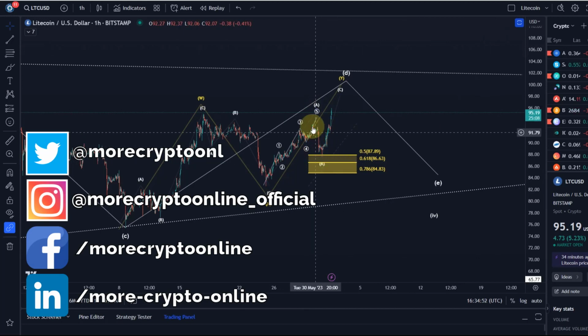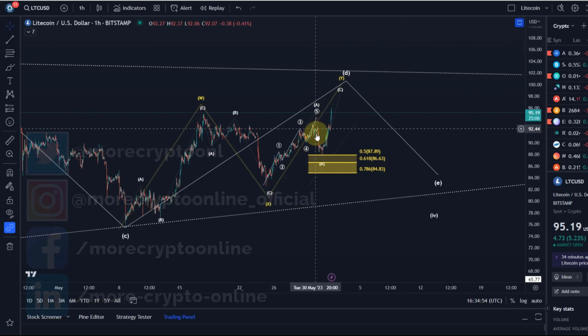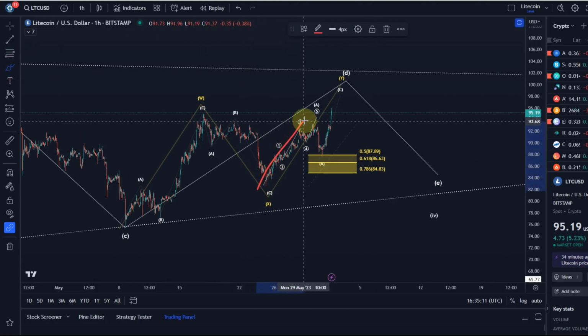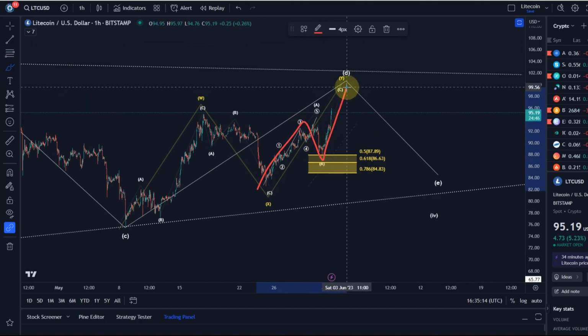Quick update here because Litecoin did enter our support area that we talked about. I don't know if we made a video yesterday or the day before, but we defined this support range or trend reversal area between $84.80 and $87.90 based on the assumption that we are here in a three-wave structure, A wave, B wave, and now the C wave.